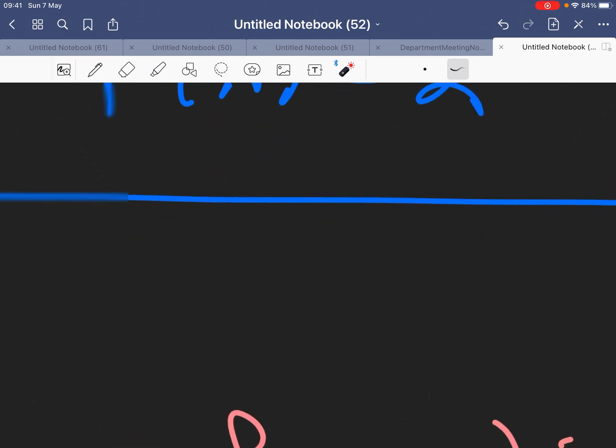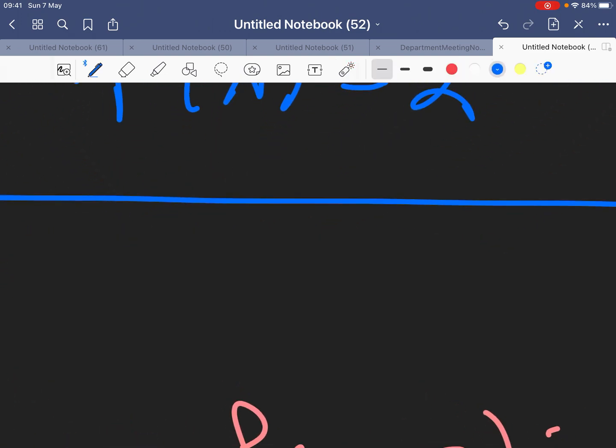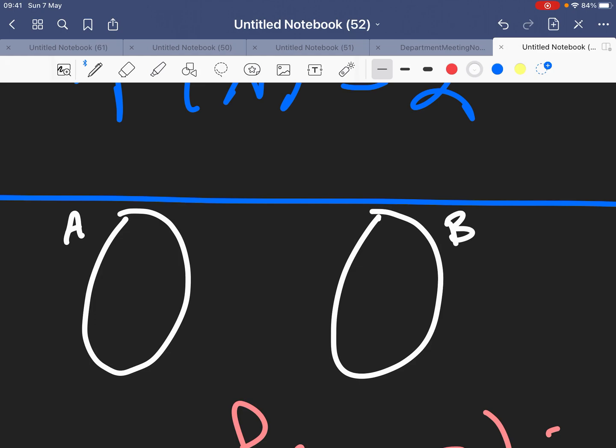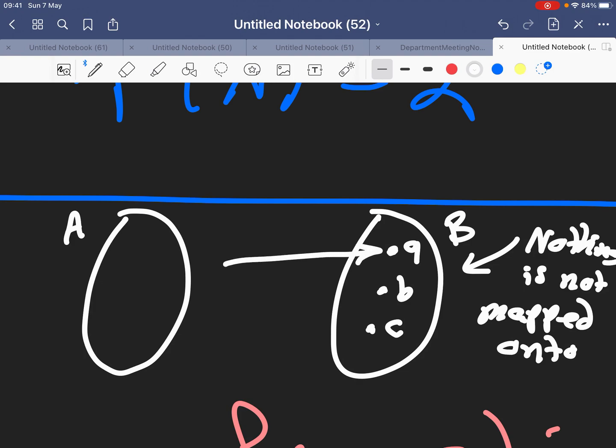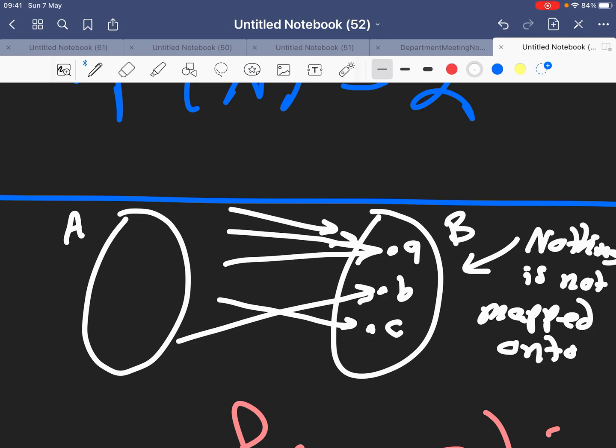If we do it here in the arrow diagram, if this is A and this is B, it means nothing is left behind. Nothing is not mapped into. If this is A, B, C, each one of these must have an arrow coming to it. Maybe 2 arrows, that's fine. Maybe 3 arrows, that's fine. But at least there is an arrow going to everyone in the output. This is the meaning of surjective.